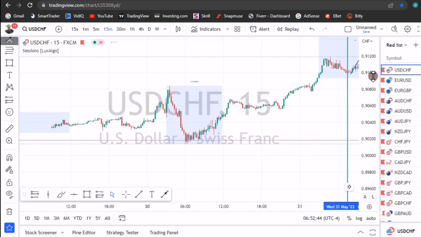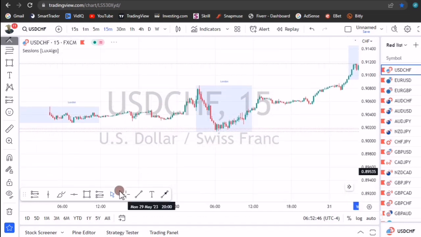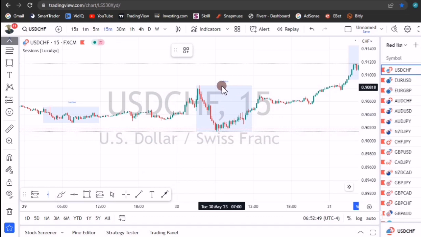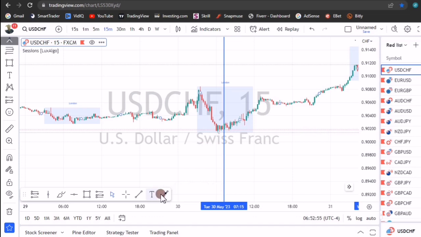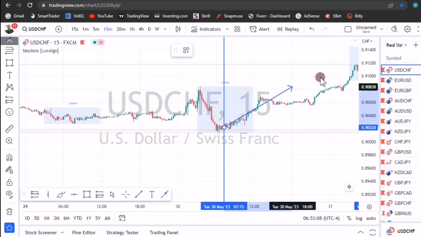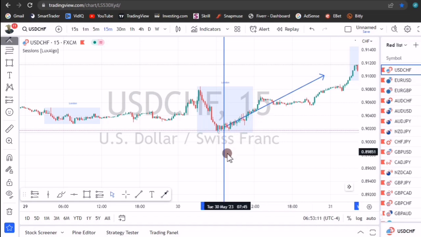Okay, here's another example. If you can look at what happened here, let's mark the middle part of the London session. When the London session opened, price pushed up and then pushed down. And from the middle of the London session, price began to make a straight move. So if you find an entry right after the middle point of the London session, you are very likely to be safe, guys.